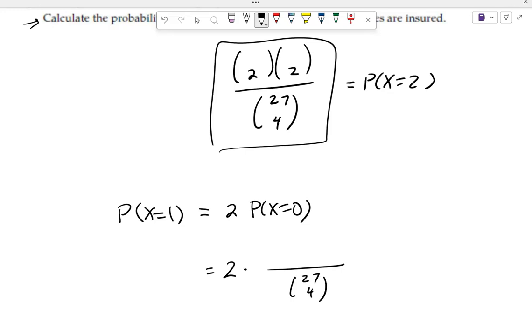I don't know how many are insured, so I'll call it, say, I. We'll use a little I. I don't know how many are insured, right? On the right-hand side, how many insured ones do you want to pick? 0 of them. If I of them are insured, how many are not insured? 27 minus I, and how many of those do you want to pick? 4.